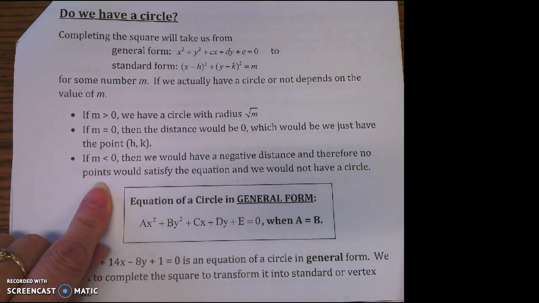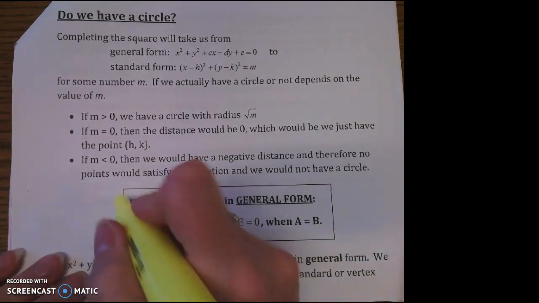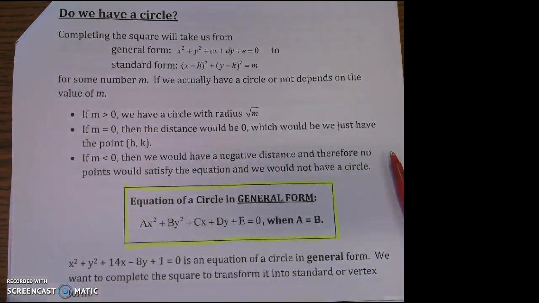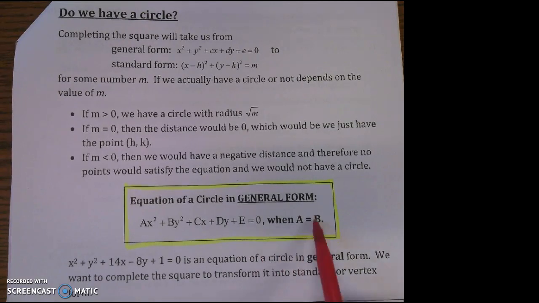So the general form of a circle actually looks like this: ax squared plus by squared plus cx plus dy plus e equals 0. But what makes this a circle is the value a equals the value b.